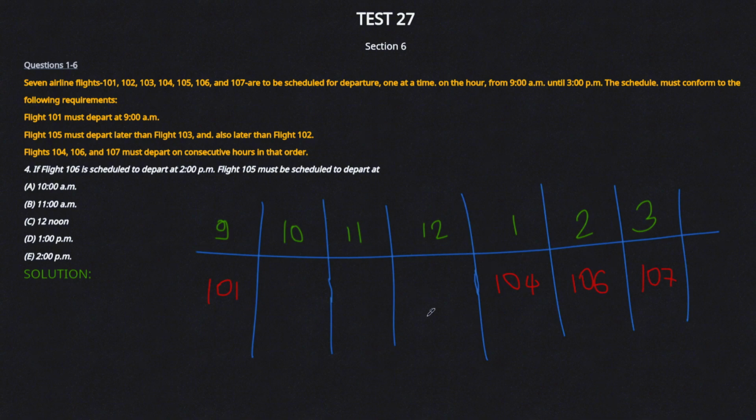Then we're left with 3 empty spaces. And again, we know 105 must leave later than 102 and 103. So in these 2 empty spaces at 10 a.m. and 11 a.m., we will have 102 and 103. So 105 has to leave at 12 noon, because it has to leave later than 103 and 102. So 12 noon is the correct answer.